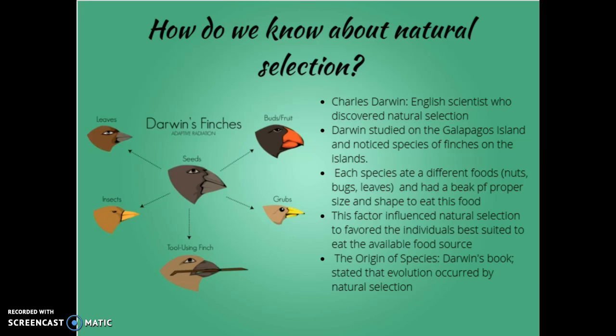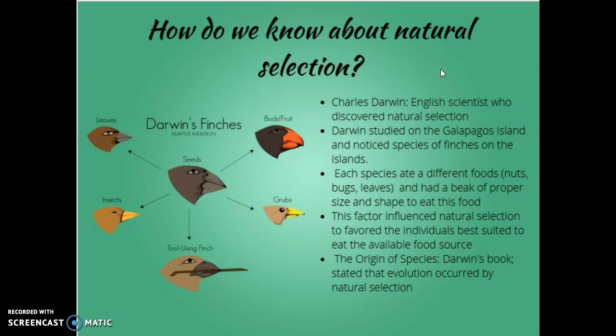So how do we know about natural selection? Charles Darwin, he was an English scientist who discovered natural selection. Darwin studied the Galapagos Islands and noticed species of finches on the islands. Each species ate a different food, including nuts, bugs, and leaves, and had a beak of proper size and shape to eat this food. This factor influenced natural selection to favor the individuals best suited to eat the available food source. The Origin of Species is a book Darwin wrote that stated evolution occurred by natural selection.